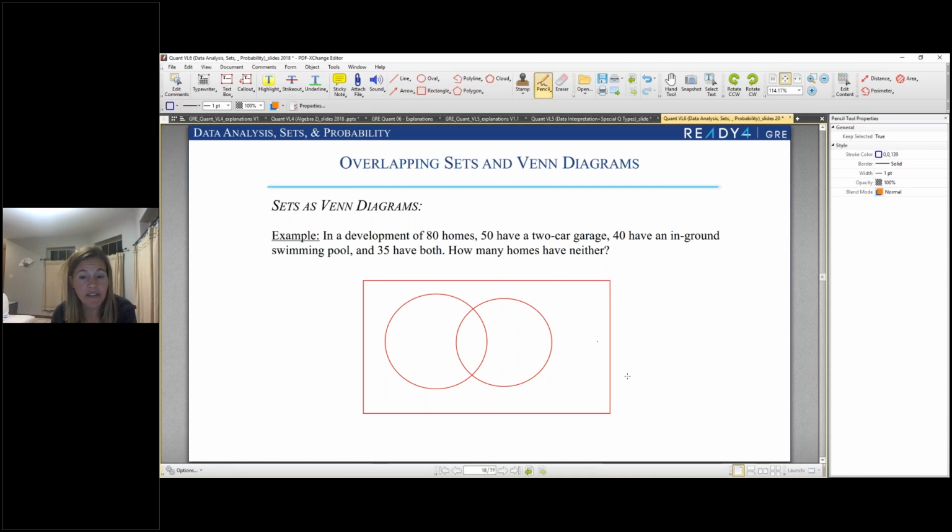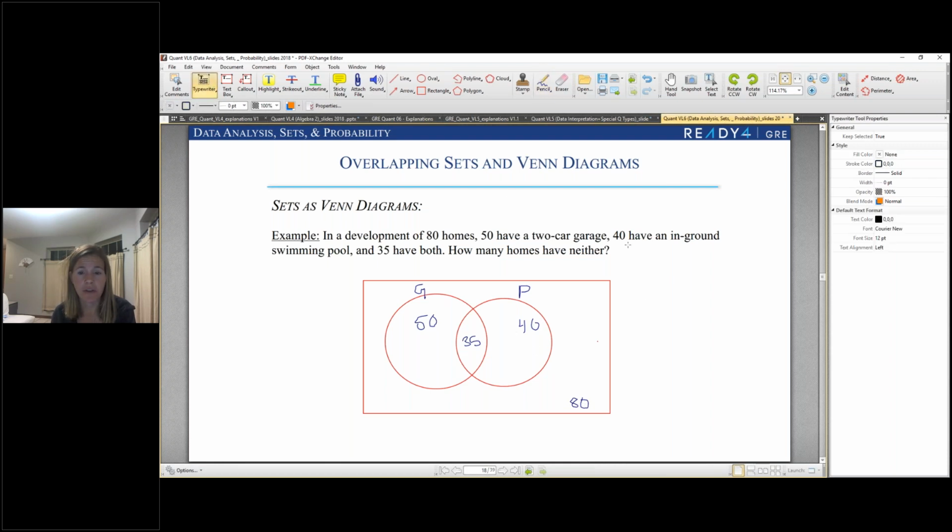So we have a development of 80 homes. I'm going to call this the garage and this the pool. We know that there are 50 homes that have a garage and 40 that have a pool. There are also 35 that have both. Now the thing is, we can't just add them up and get to 80, right? So how many homes have neither? Well, if we just add these up, 50 and 35 and 40, we get 125, which is more homes than we started with, and that's all weird.